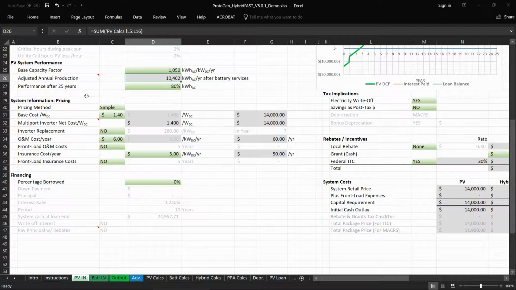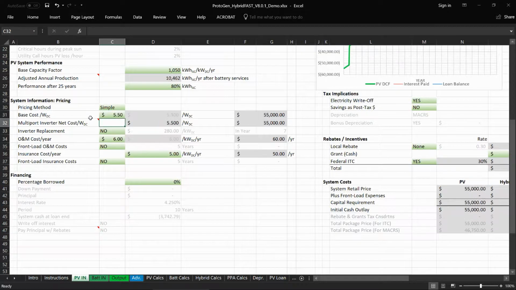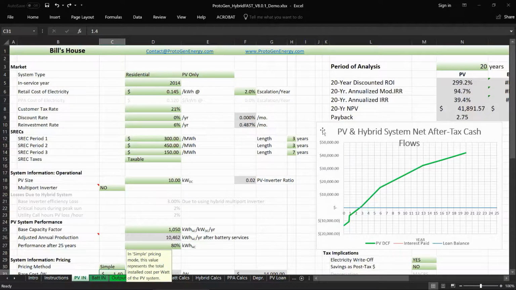System pricing information. This was back in 2009. Definitely not a ton of economies of scale. So $5.50 is probably reasonable. Let's undo that and bring this chart along with us.